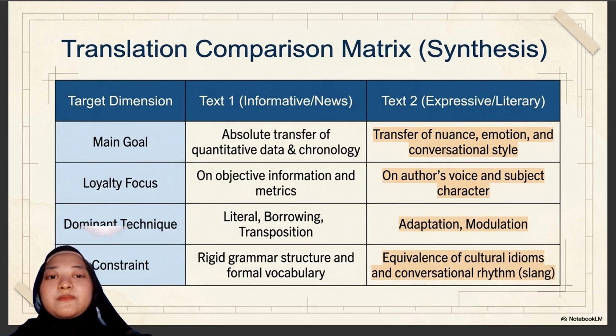For expressive text, the goal is to transfer nuance and emotion. Loyalty is focused on the author's voice and character. The dominant techniques are adaptation and modulation, and the constraint is cultural equivalence and conversational rhythm, including slang.